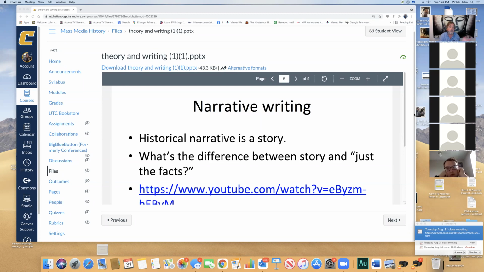Nathan Bedford Forrest, again, just the facts. He was a Confederate general, founder of the Klan, and there's a statue in the state capitol. Those are the facts. You can make a story any number of ways.